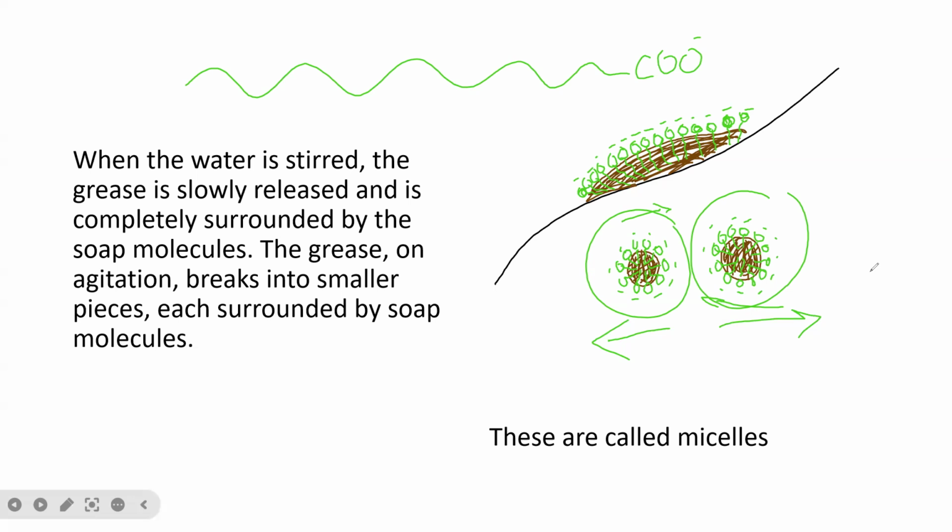So these micelles keep the grease molecules separated and it will be easy to rinse off. And that way, the grease is off the fabric or the plate, as the case may be, depending on what you are washing. I hope this is clear.